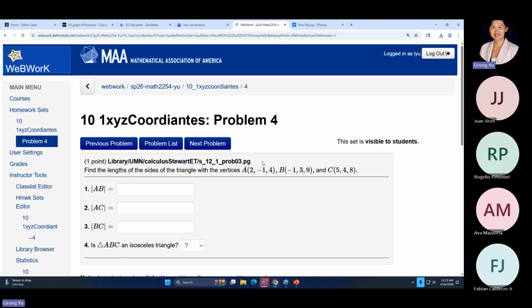Anything else related to distance? Find the length of the sides of the triangle with these 3 vertices. This is the kind of question where you need to find the distance between A and B, between B and C, and between A and C. So it's purely distance calculation. Once you find the sides, AB, AC, and BC, you can classify the triangle.